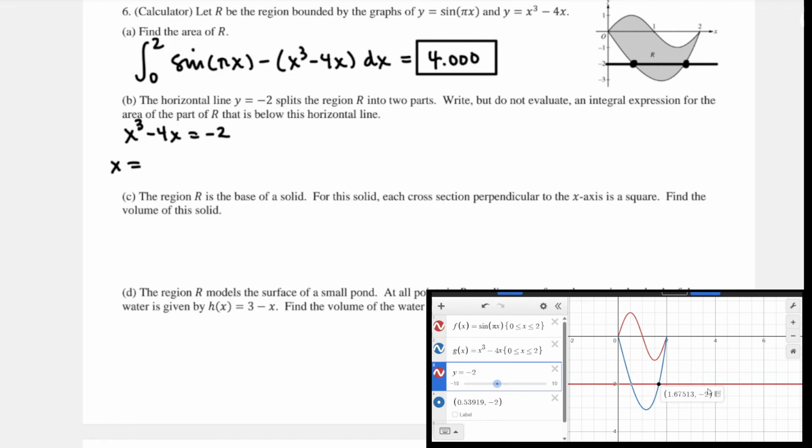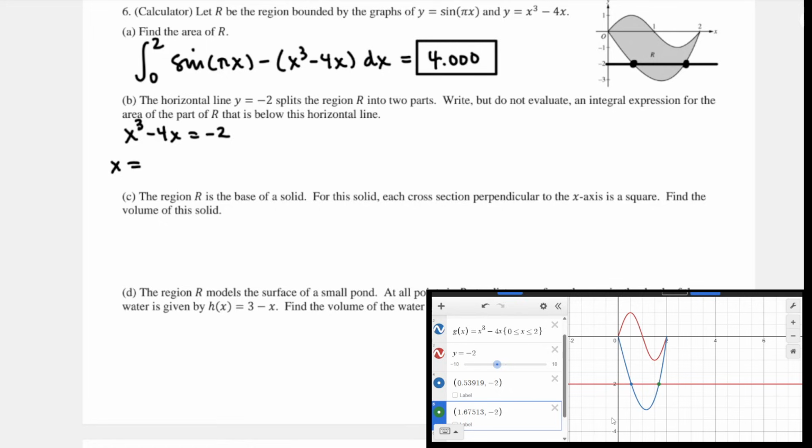That's at x equals 0.53919 and 1.67513. So I'm just going to copy those in.